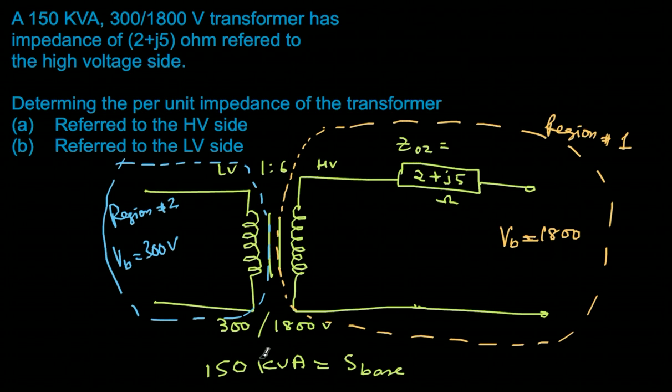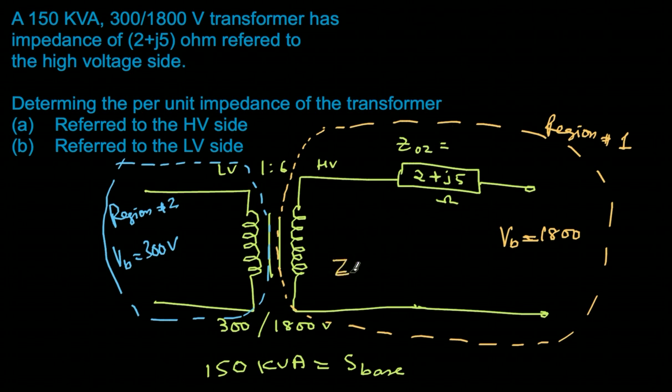But the S base will apply on both sides. All regions will have a common S base because it's a transformer. The S will be the same on both sides. So therefore, what will be my Z base here? Z base is nothing but, so let me do it as a calculation.